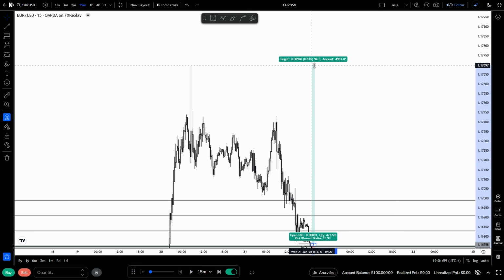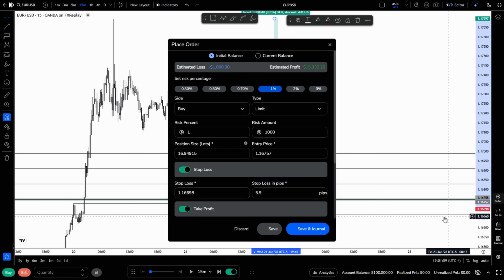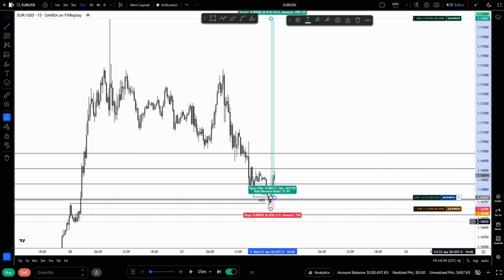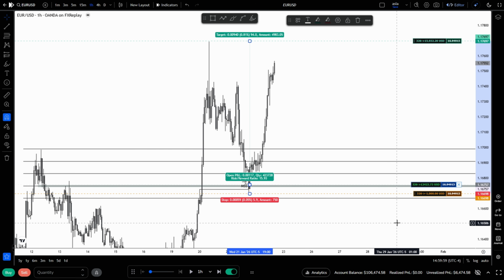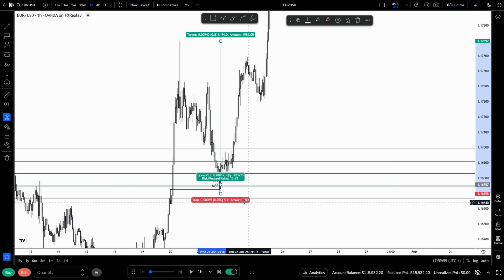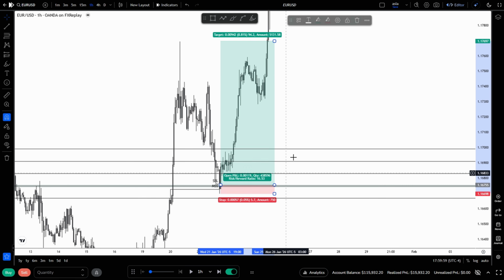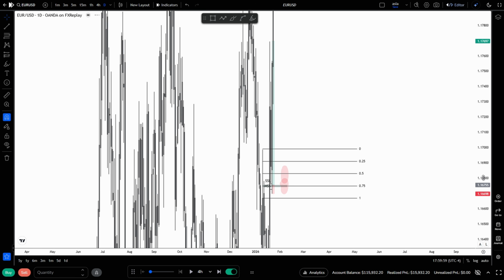And if you watch what happens next, you can see how beautifully price reacts from our entry. Price moves exactly the way we expected. It starts pushing higher and higher and eventually moves straight into our targets. You can clearly see how price went directly into those highs, which were acting as our target levels.